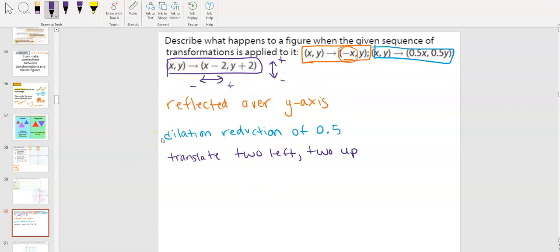Now I could form a complete sentence and say something like my shape is being reflected over the y-axis. Then it is becoming a reduction through a dilation of 1/2. And then it is translating 2 units to the left and 2 units up.